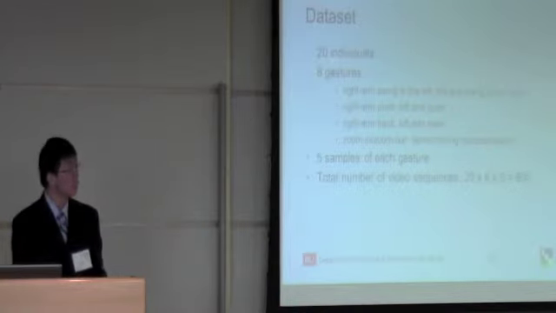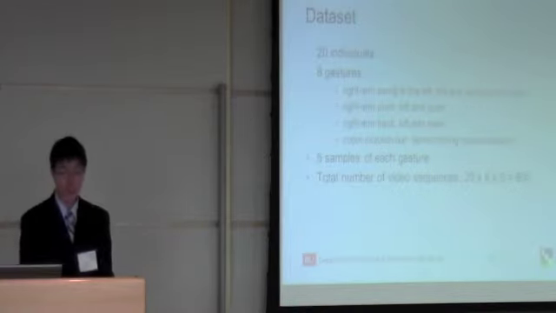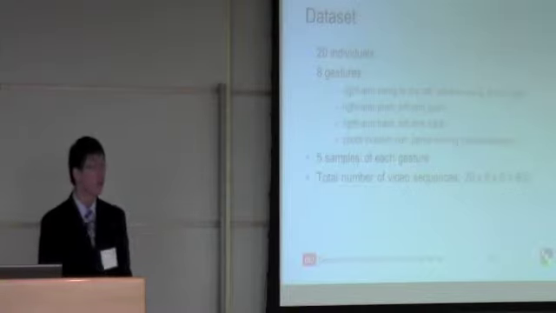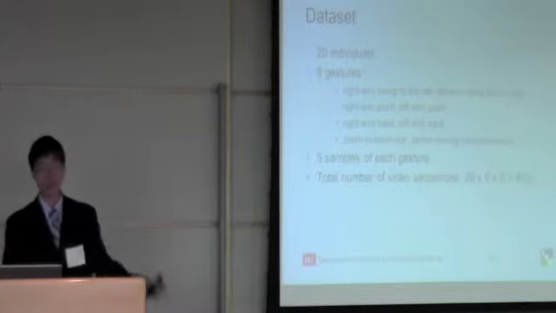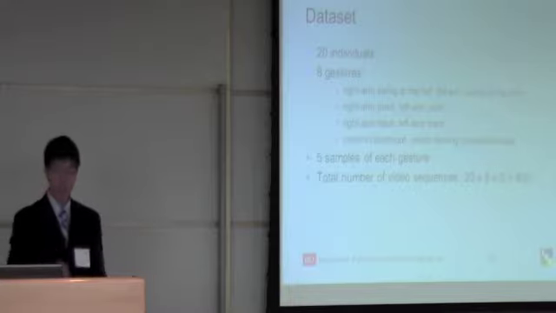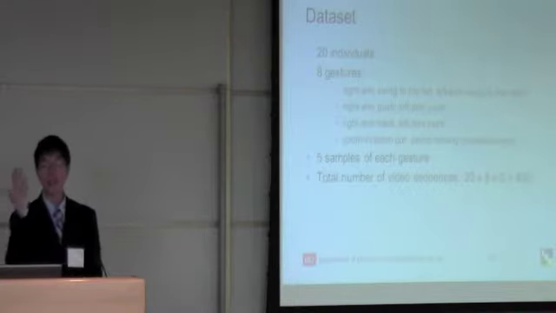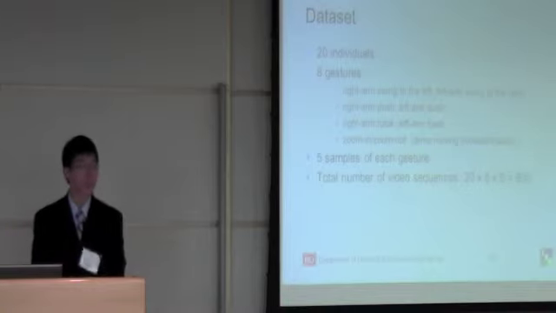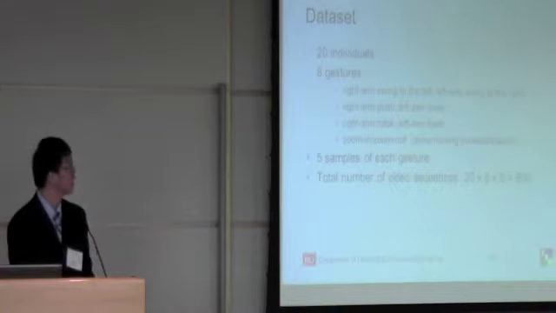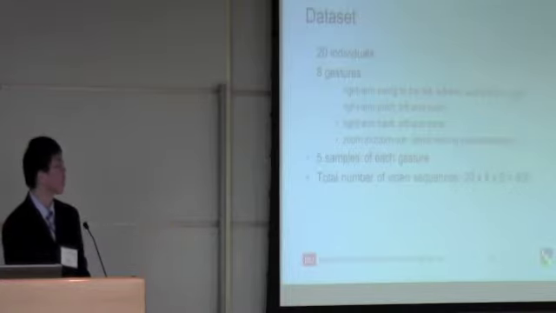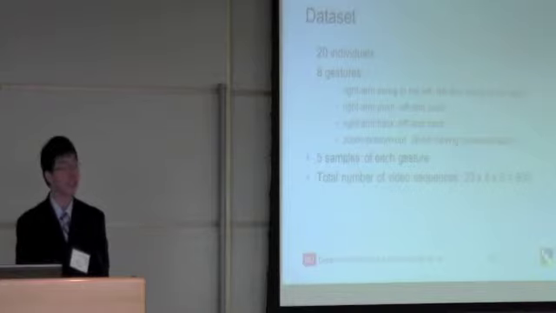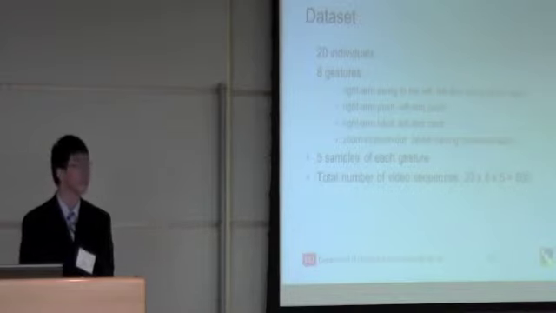To do the experiment, we recorded our own data set. In the data set, there are 20 individuals, each performing 8 gestures for 5 repetitions. The 8 gestures are right arm running to the left, left arm running to the right, right arm push, left arm push, right arm back, left arm back, and zoom in and zoom out. We chose these actions because we believe that they are the most natural ways to communicate. And in the data set, there is a total of 20 times 8 times 5, which is 800 different gesture sequences.